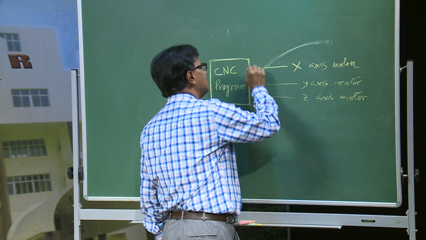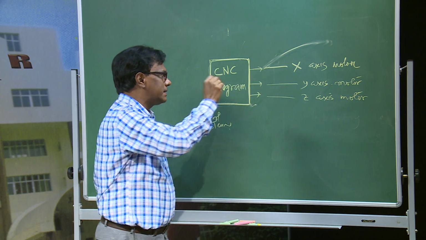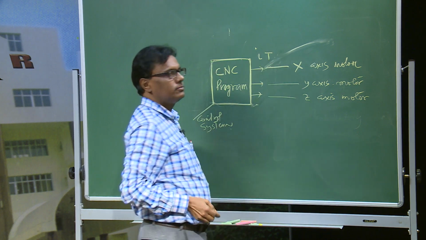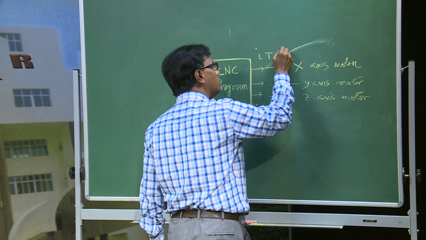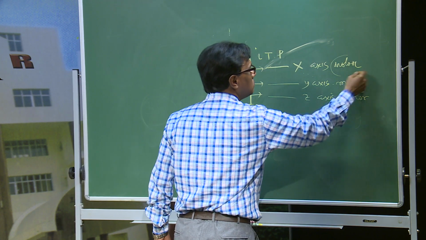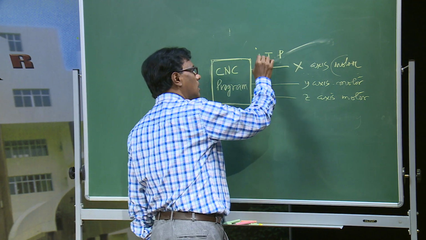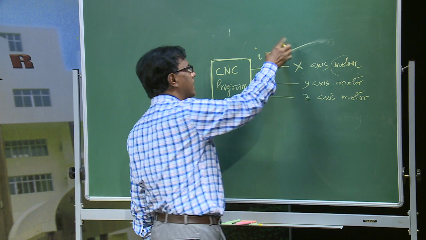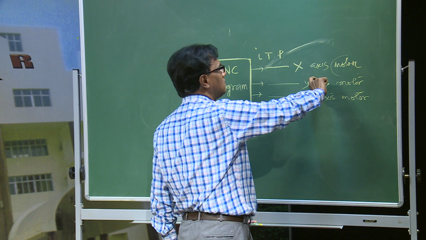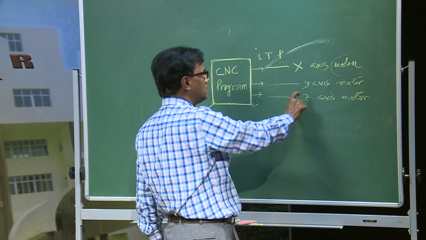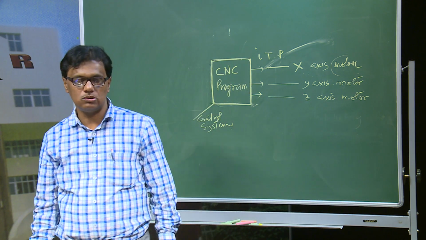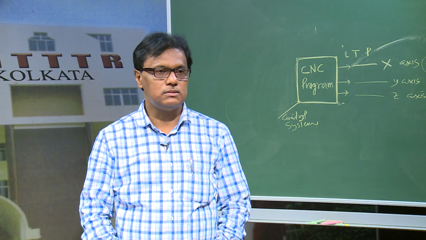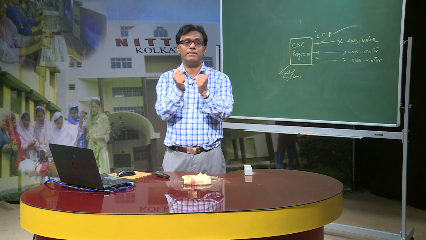That means this control system decides how much current it supplies, at which time, and for what duration: how much current goes to the X axis motor, how much to the Y axis motor, and how much to the Z axis motor, with their timing and duration. The rest of the things are mechanical. So whatever you do, this is the primary objective.